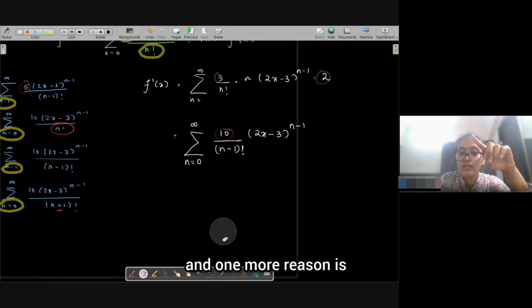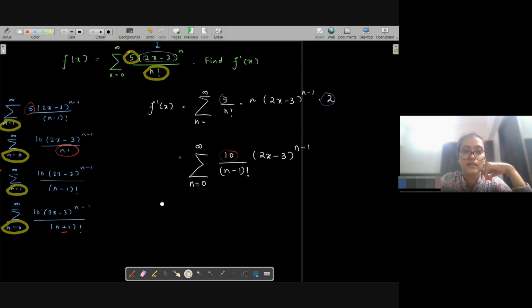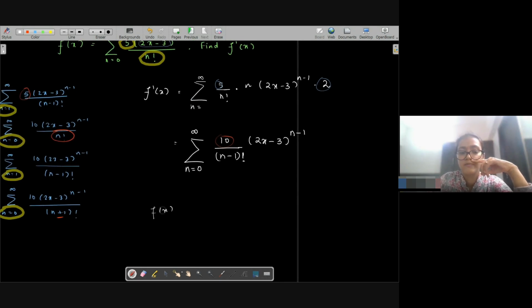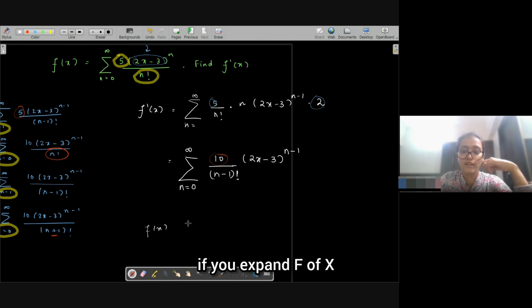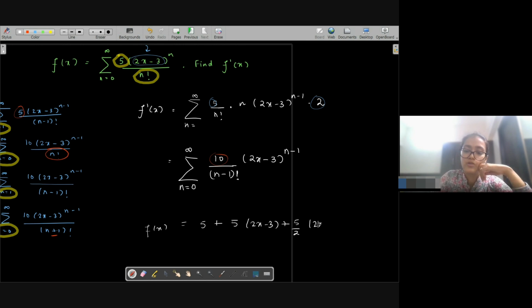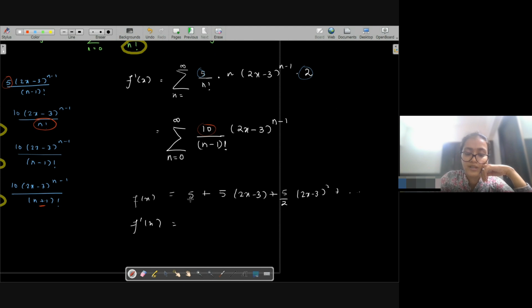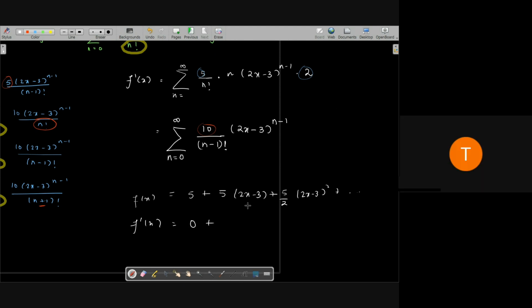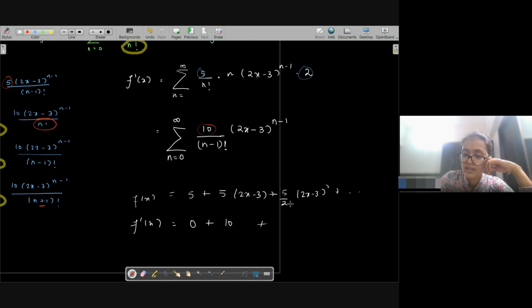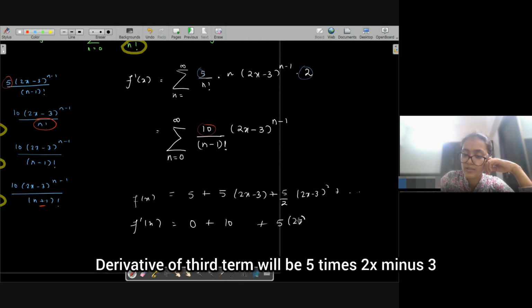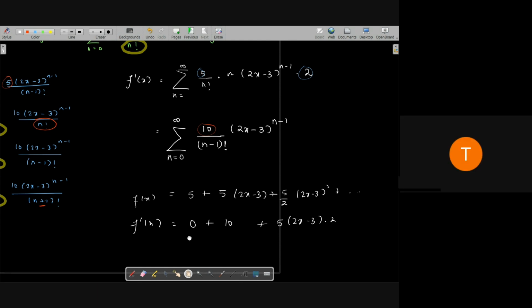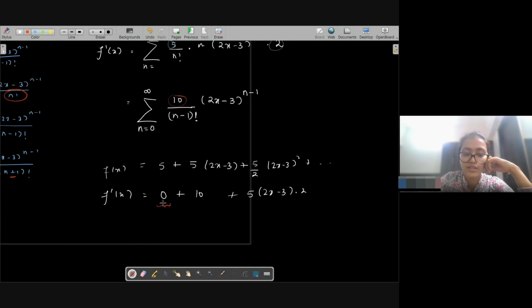And one more reason is, if you expand f of x, the first term will be 5, the next term will be 5 times 2x minus 3, plus the next term will be 5 over 2 times 2x minus 3 whole square. Now, if you find the derivative of f of x, the derivative of 5 is 0, the derivative of the second term will be 10, the derivative of the third term will be 5 times 2x minus 3 times 2. So from here, you can see that the first term becomes 0. So f prime x is starting from 10.